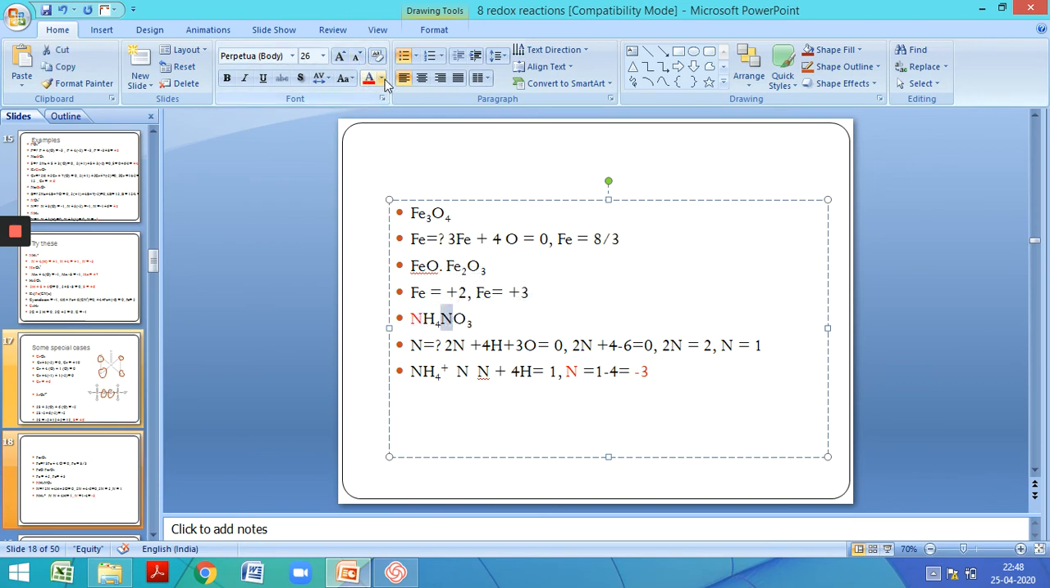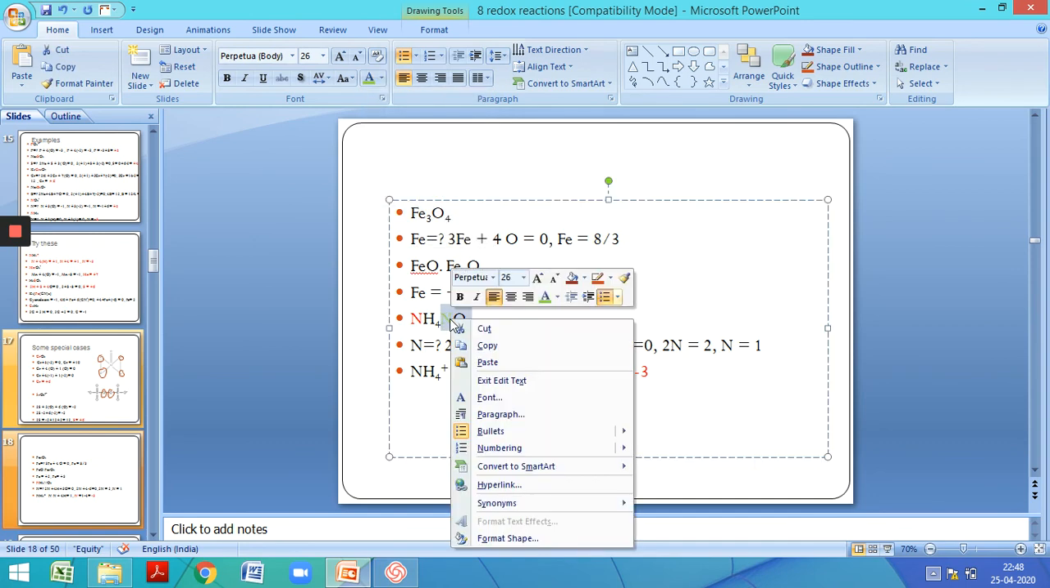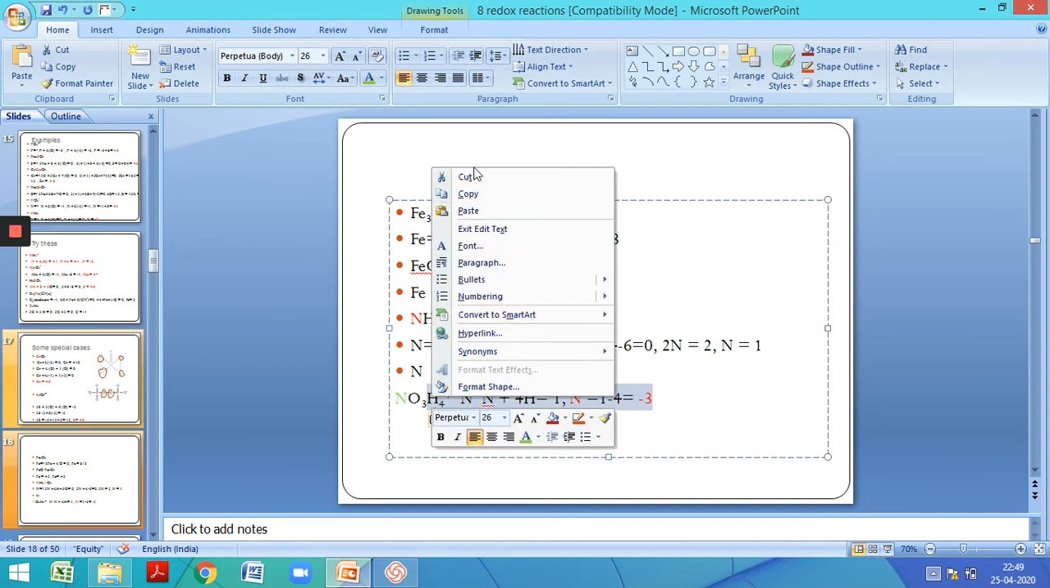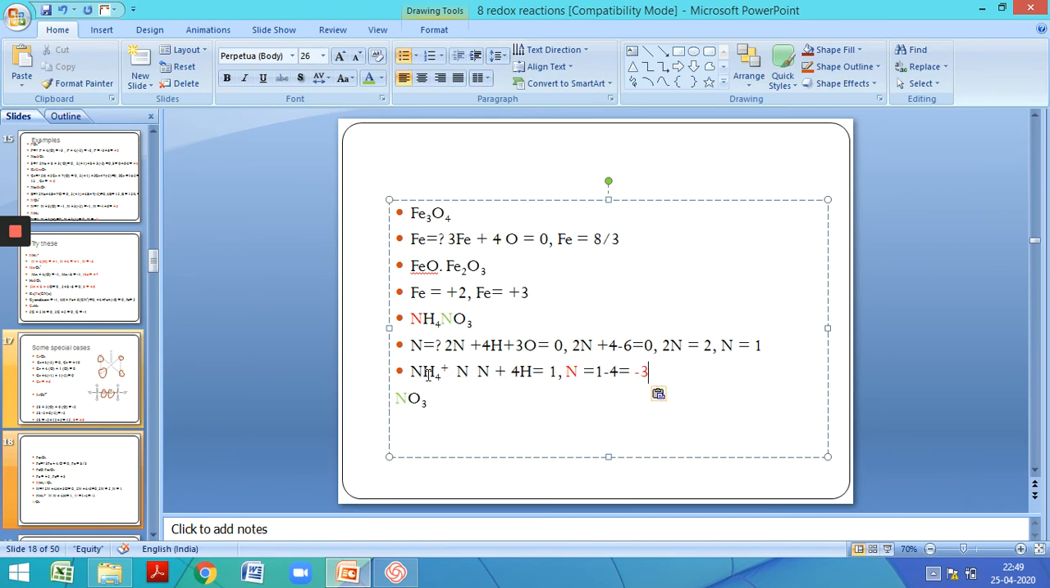Let us look at the other nitrogen. Let me mark it in green. So you have NO3. Actually, you have NO3 minus here. NO3 minus, this whole part, and we have to find out the oxidation number of nitrogen.